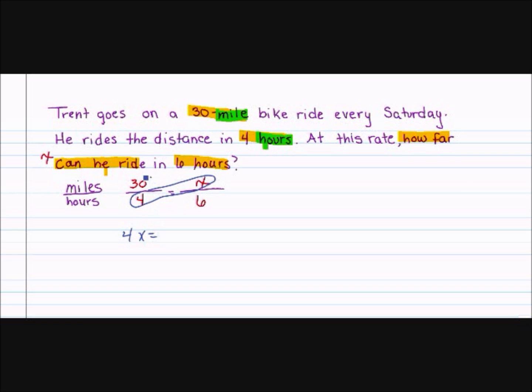4x equals 30 times 6. If you don't know how to do it in your head, 6 times 3 is 18. Add the 0. Divide by 4. That equals 1. And x equals 4 goes. So x equals 45. Now go back to your problem and ask yourself, does this make sense? If he can go 30 miles in 4 hours, would it make sense to do 45 miles in 6 hours? Well, sure, if the hours increase, the mileage is going to increase. Okay?